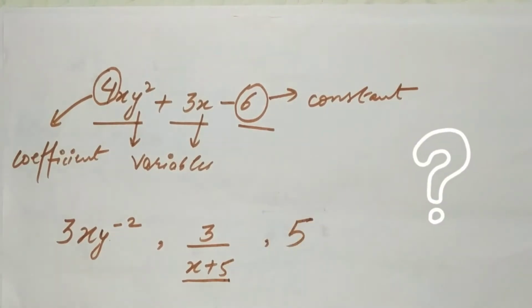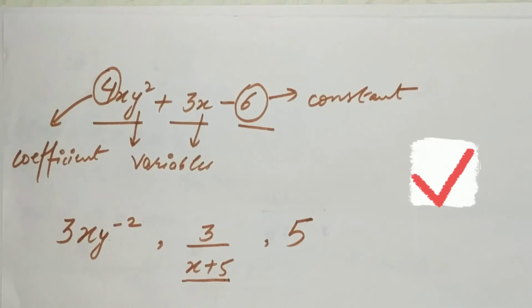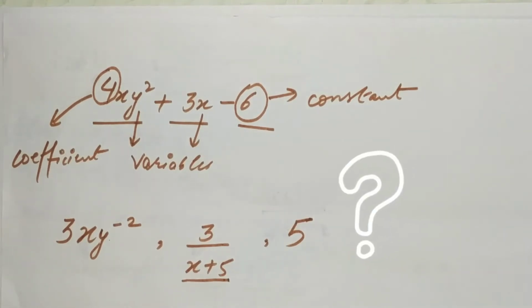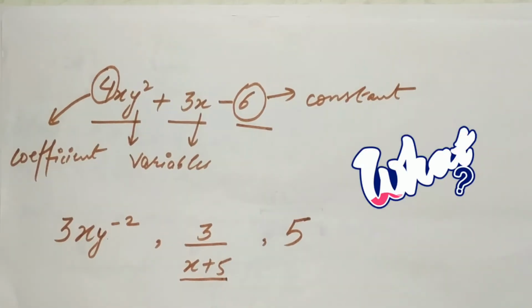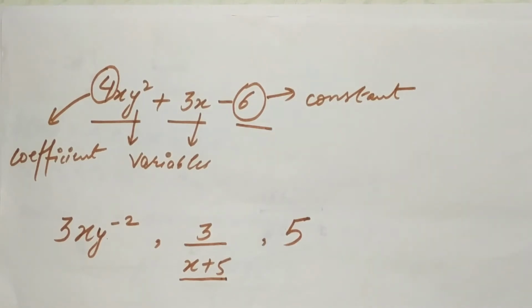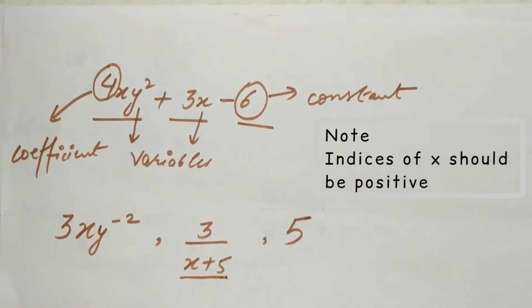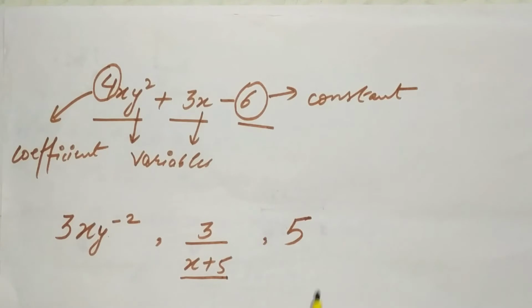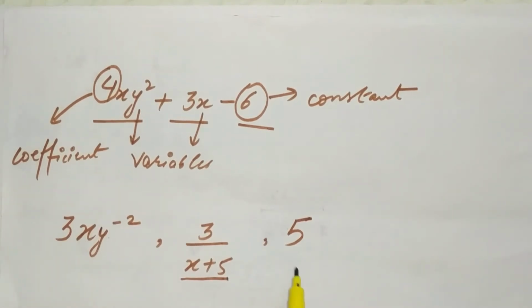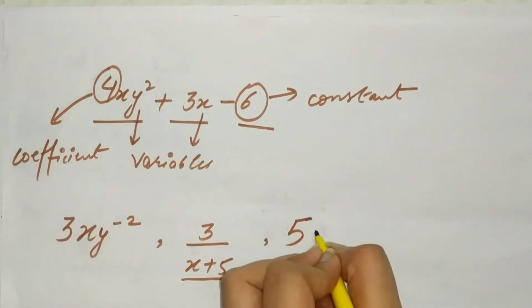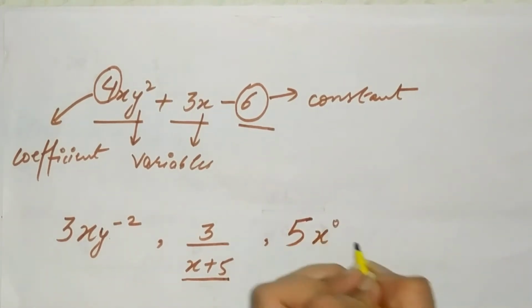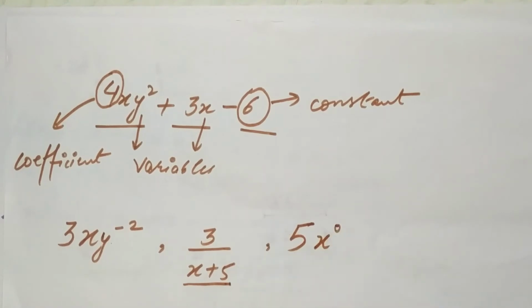Is 5 a constant? Yes. Is 5 a polynomial? Yes. An algebraic expression is called a polynomial when power of variables is positive integer. And 5 is a polynomial, though it's a constant, but it's also a polynomial because 5 multiply x power 0, and 0 is not a negative integer.